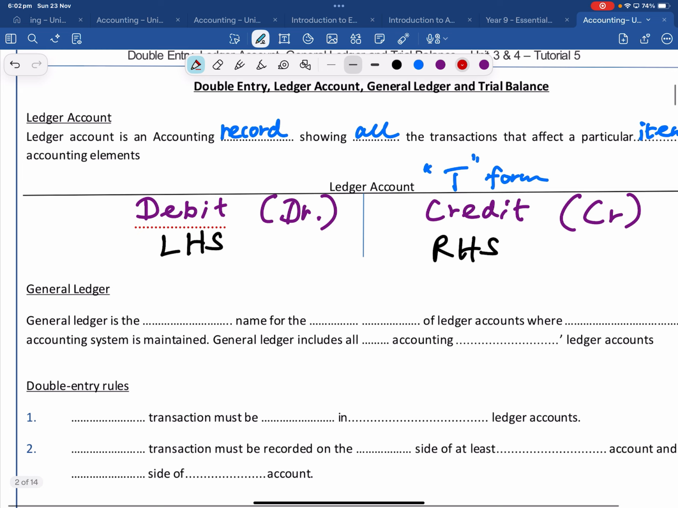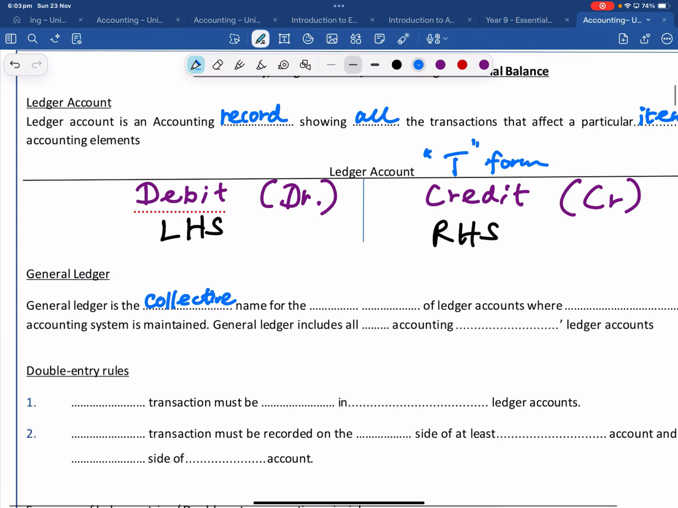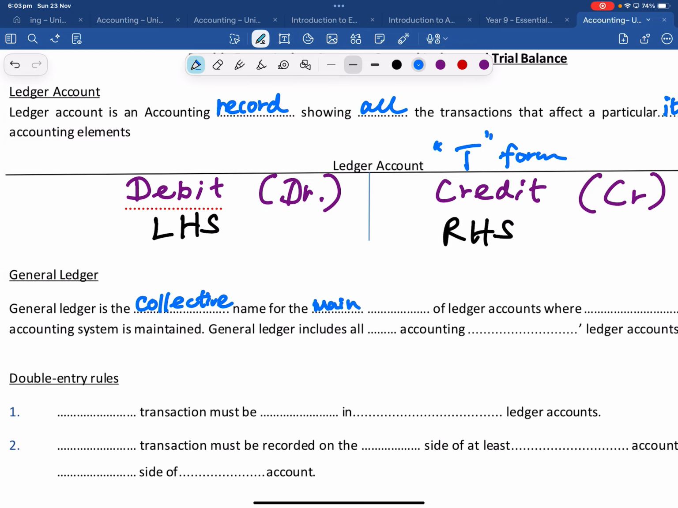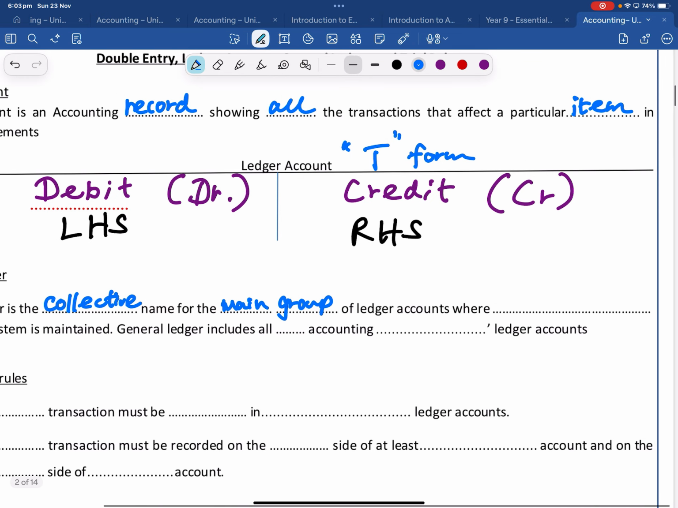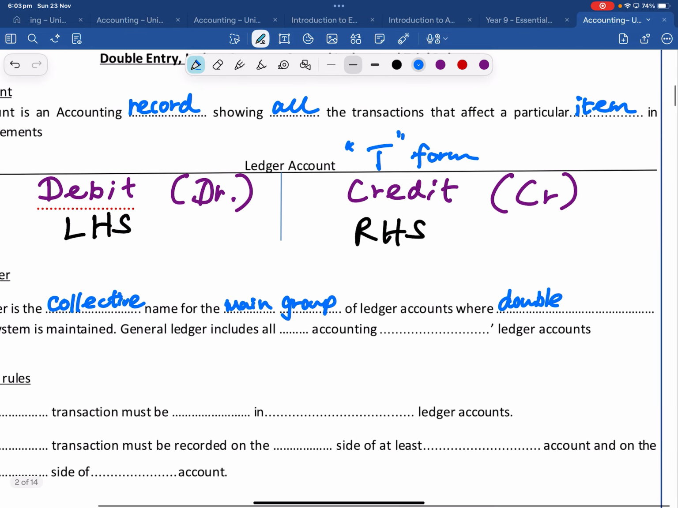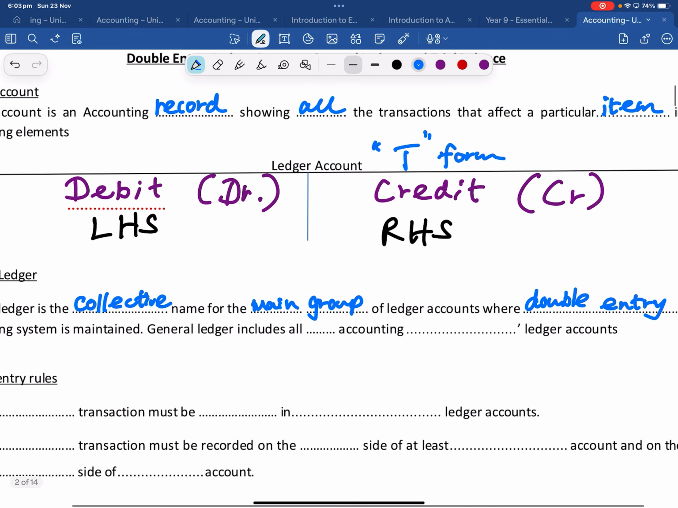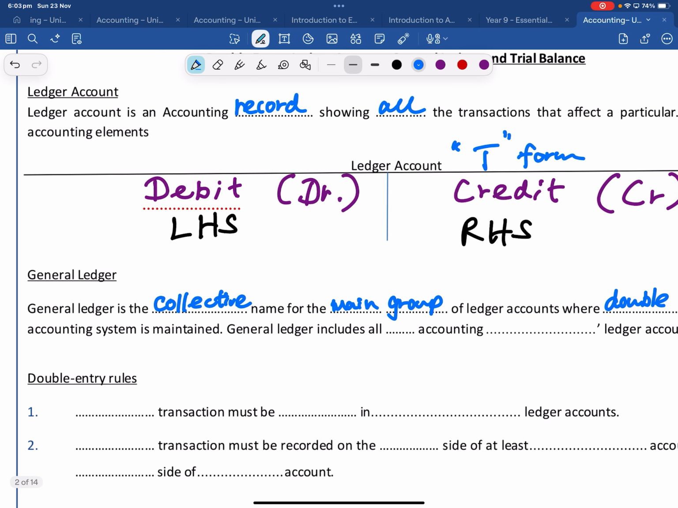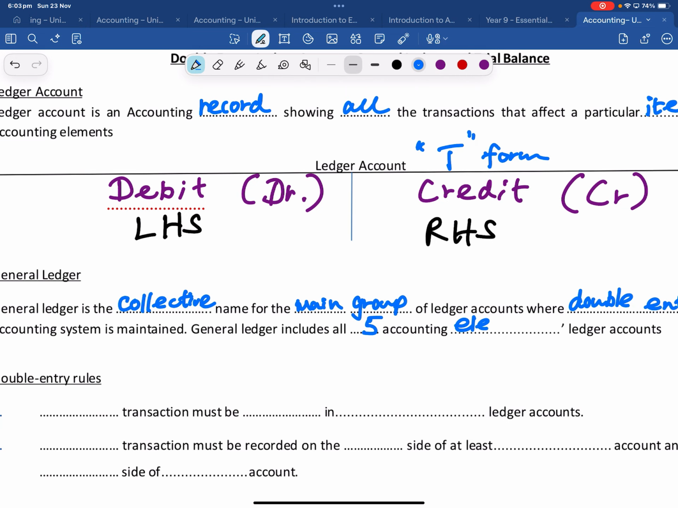Right. Now we'll write the general ledger. General ledger is the collective name for the main group of ledger accounts where double entry accounting system is maintained. General ledger includes all 5 accounting elements' ledger accounts.